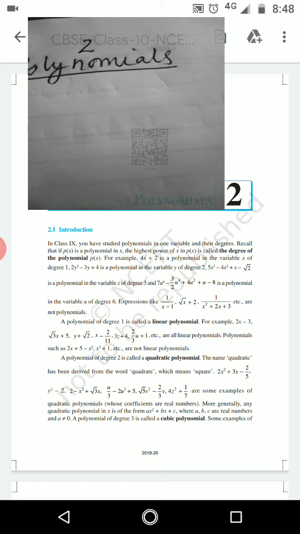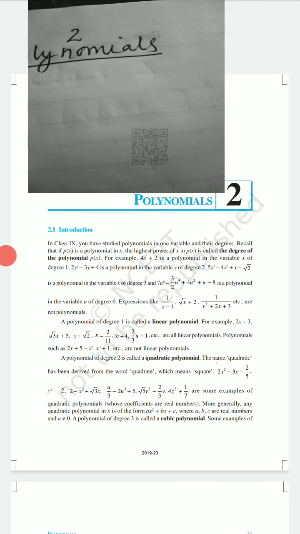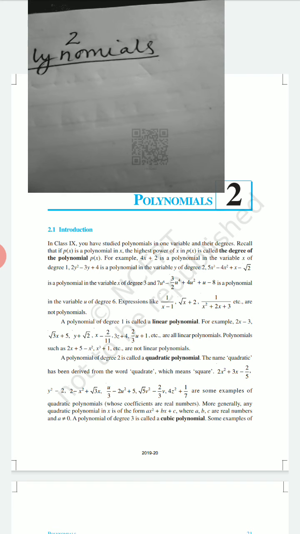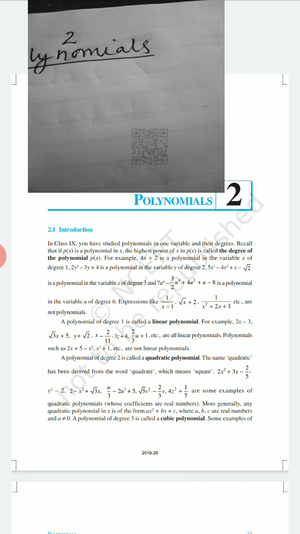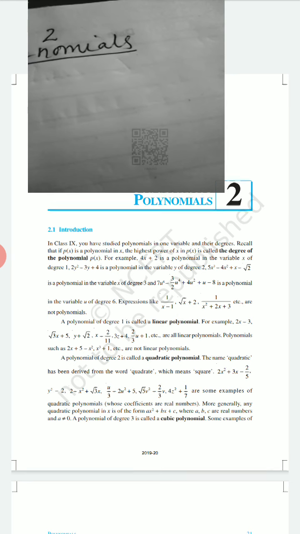Similarly, a polynomial of degree 2 is called a quadratic polynomial. For example, 2x square plus 3x minus 2. Here the variable x has the highest power 2, and y square minus 2. Here the variable y has the degree 2. So these are quadratic polynomials. Similarly, if the degree or highest power of a variable is 3, this polynomial of degree 3 is known as a cubic polynomial.